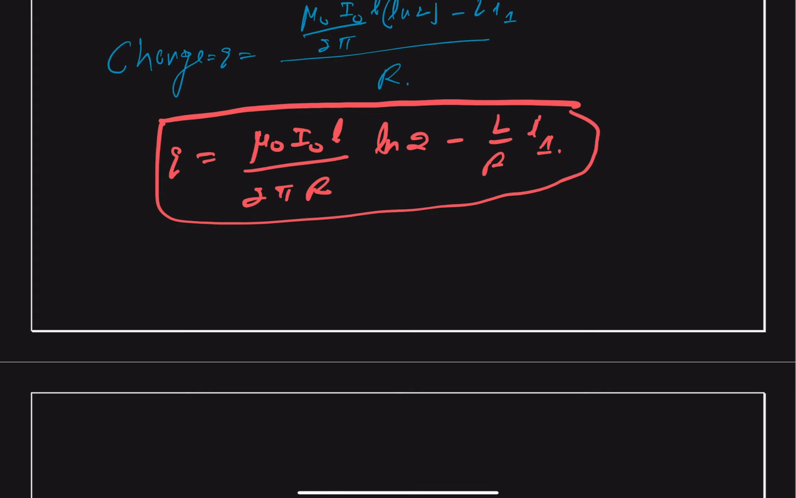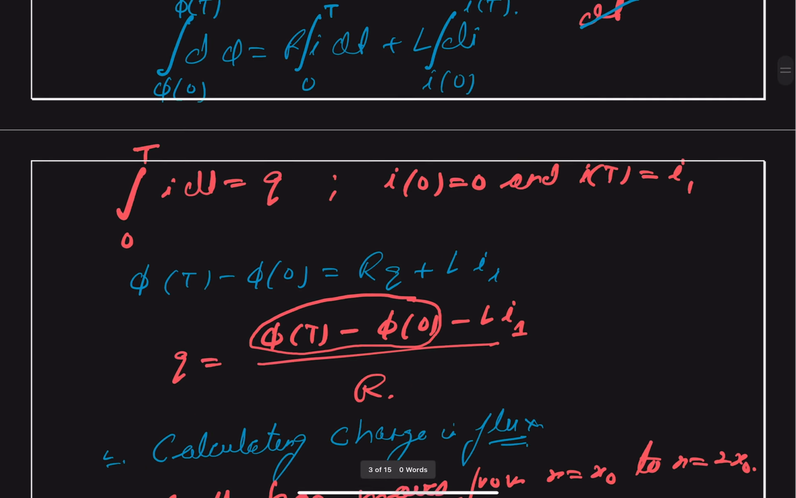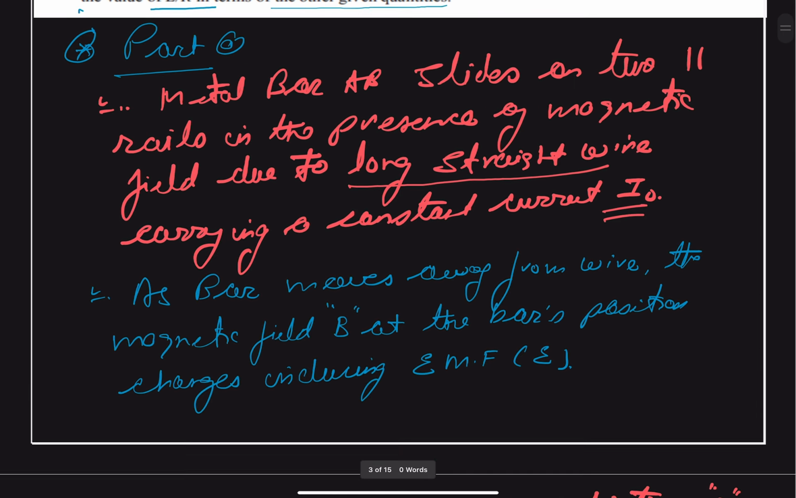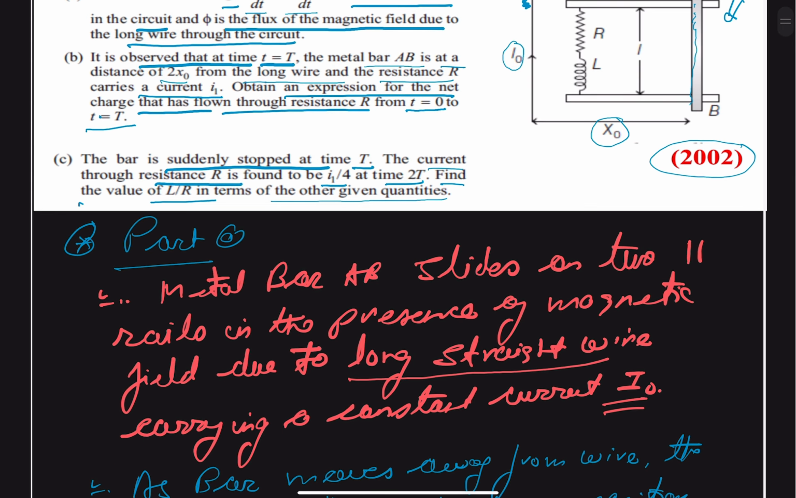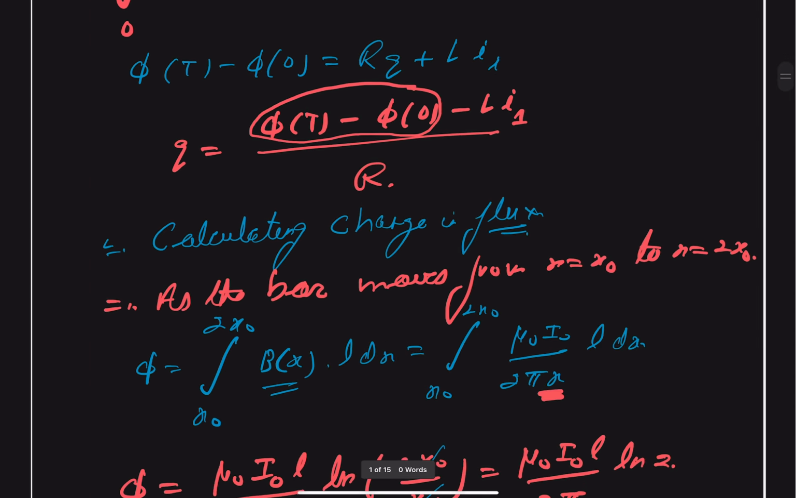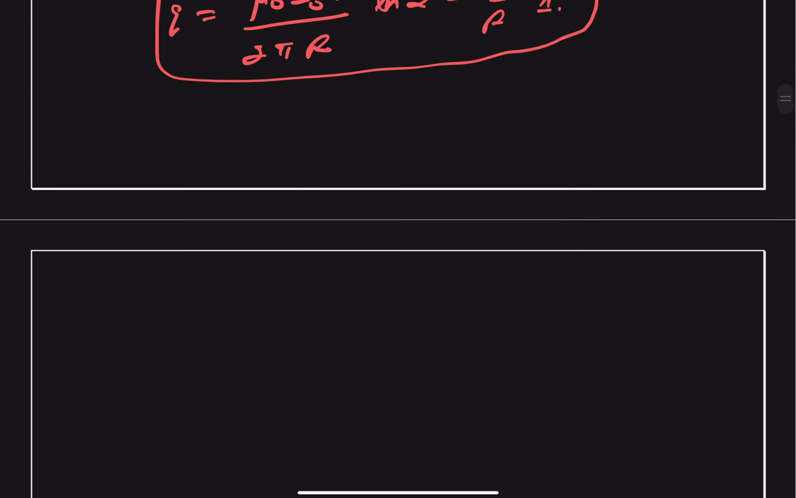And next we are going to find out the value of the current decay in the inductor. We have to find out the value of L upon R. So we come to part C.